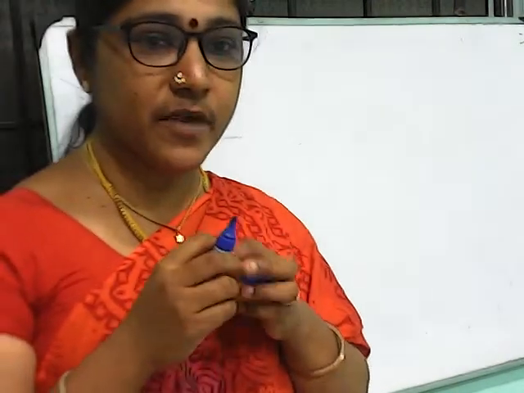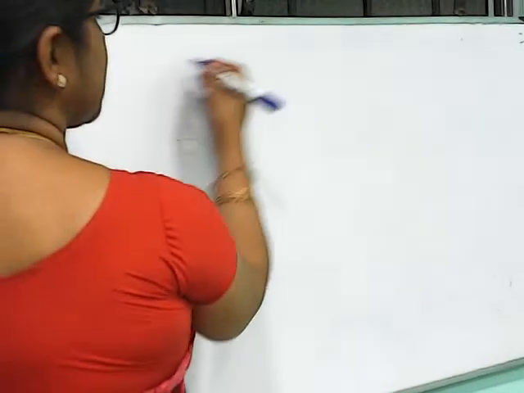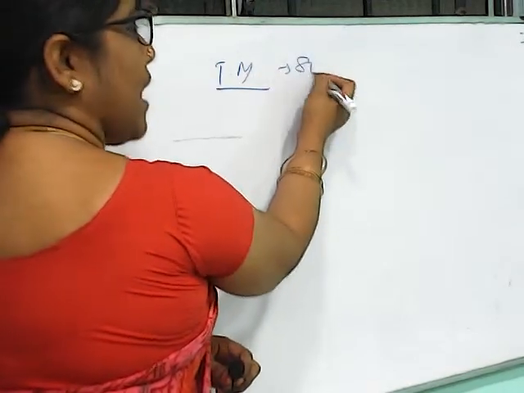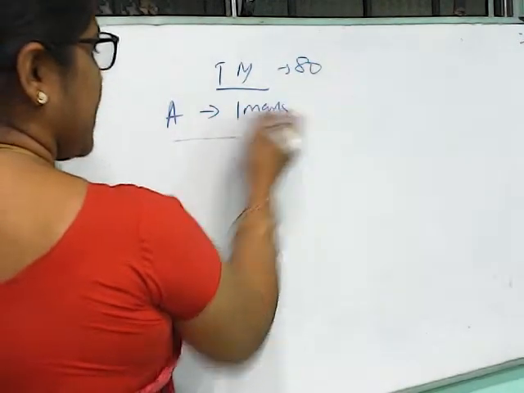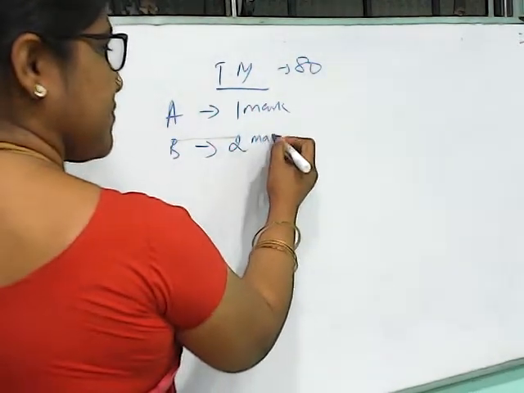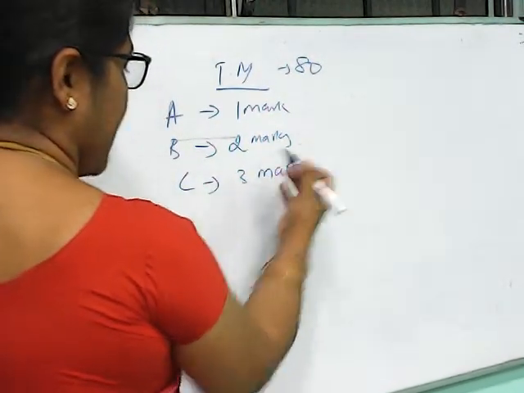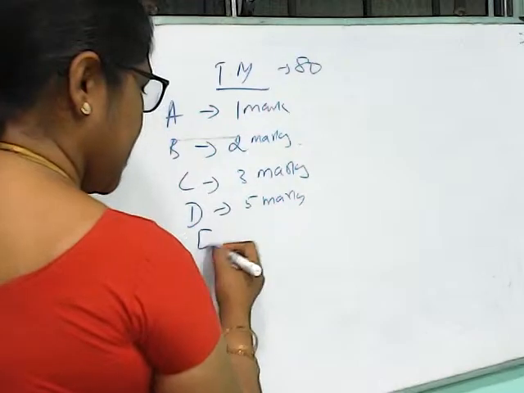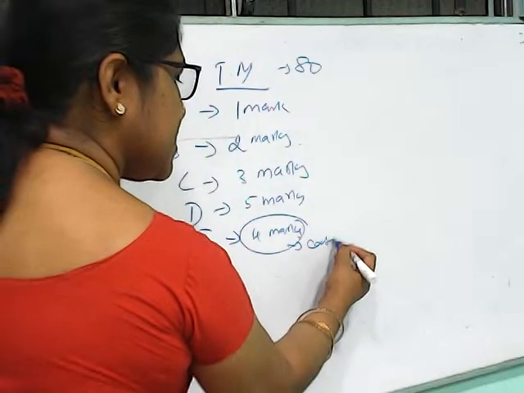Okay, so first before going to the video we will see what the exam pattern is. The question paper pattern பார்க்கலாம் இப்போ. So section A, it is divided into sections. Total marks it will be for 80 marks. Section A is 1 mark. Section B is 2 marks. Section C will be 3 marks. Section D will be 5 marks. And section E will be 4 marks. This 4 marks section will be case-based studies.